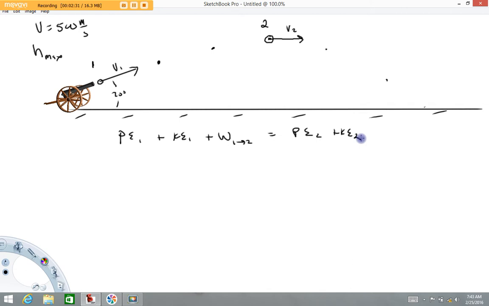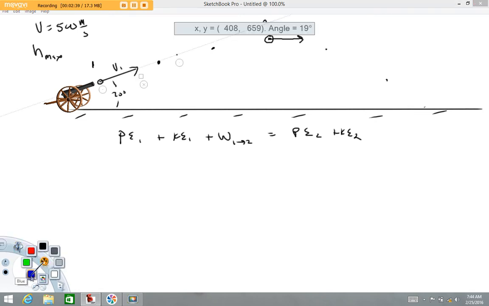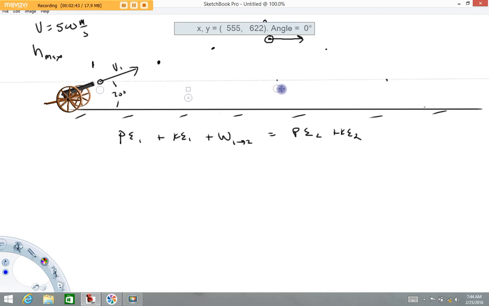Anytime we're dealing with potential energies, we need a place to measure them from, so that means we need to put a datum in the problem. I'm going to go ahead and do that, and I don't know why, but I like blue datums. I guess I'll just put it right at the initial height of the cannonball.